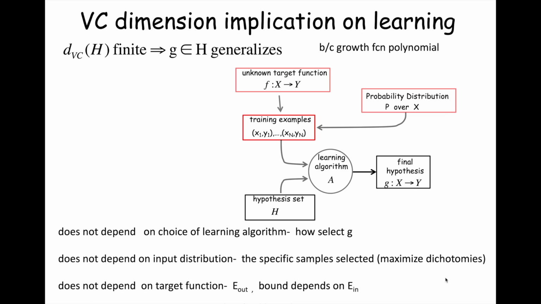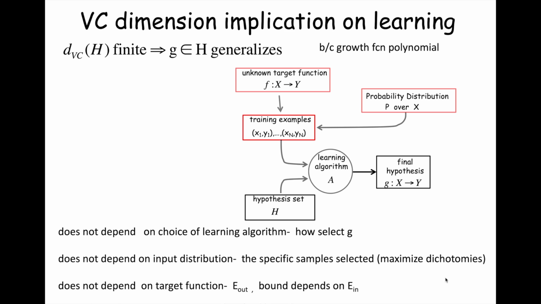It also doesn't depend on the input distribution. It derives from a combinatorial argument based on the labeling of +1, -1 that you can assign to your in-sample points. And because it doesn't depend on the input distribution, you don't have to worry about expectations using this probability distribution that was responsible for giving you your data vector values. It also doesn't depend on the target function, right?